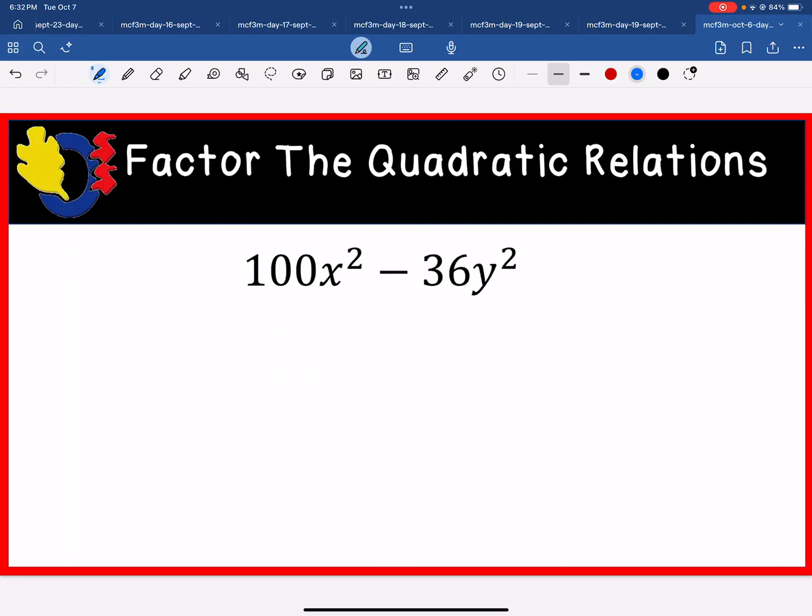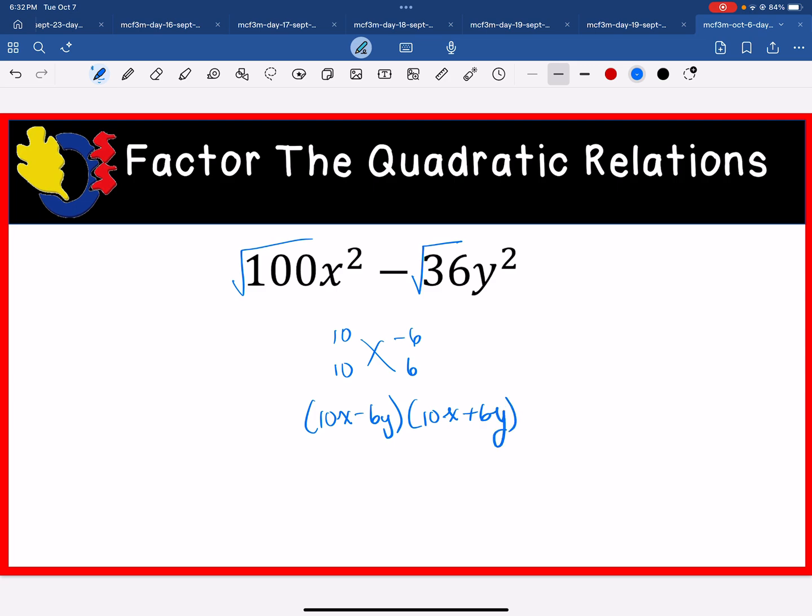All right, the next example, similar to the last one. So if I take the square root of 100 and the square root of 36, 10, 10, negative 6, and positive 6. It doesn't matter if the negative 6 or the positive 6 is in the top or the bottom. So 10x minus 6y and 10x plus 6y.